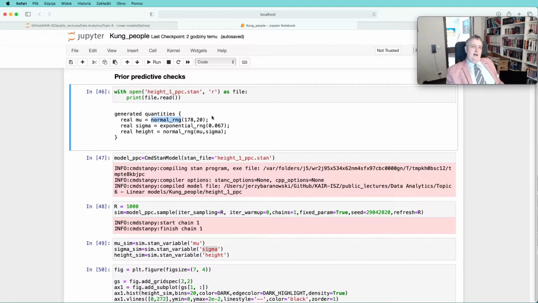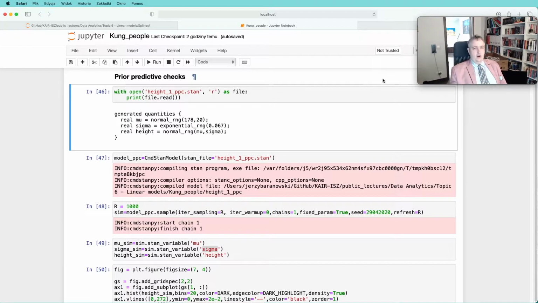And we are giving it a wide normal distribution, giving it a chance to get it between, setting a standard deviation of 20 centimeters. So 95% of our samples will be between 218 and 138. So this is a very wide distribution.